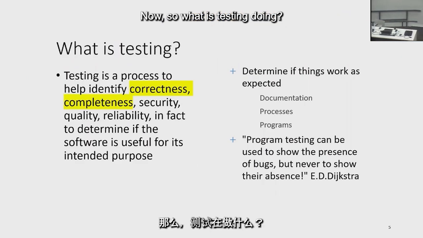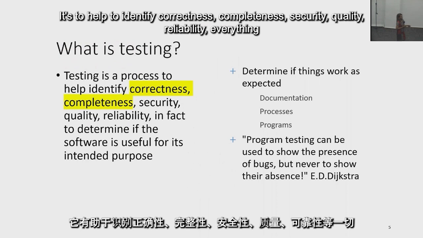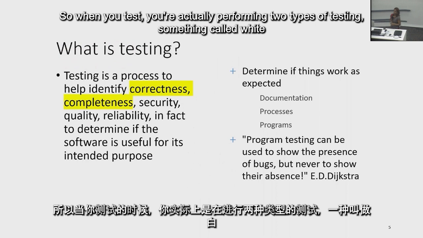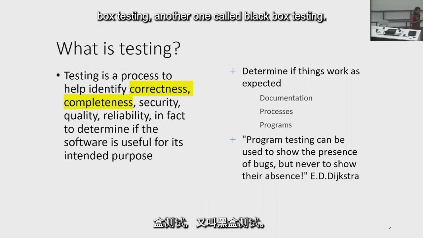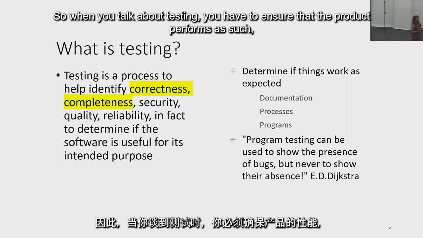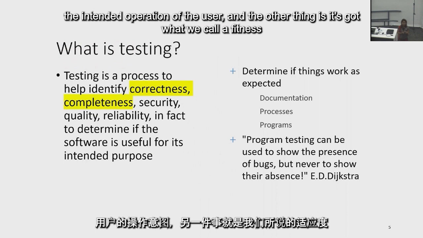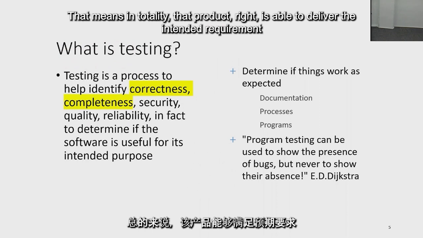Now, so what is testing doing? It's to help to identify correctness, completeness, security, quality, reliability, everything that requires a product to conform to its standard. So when you test, you're actually performing two types of testing, something called white box testing, another one called black box testing. So when you talk about testing, you have to ensure that the product performs as such, and in terms of its functionality, in terms of every single nook of its feature, it meets the intended operation of the user. And the other thing is, it's got what we call a fitness for use.